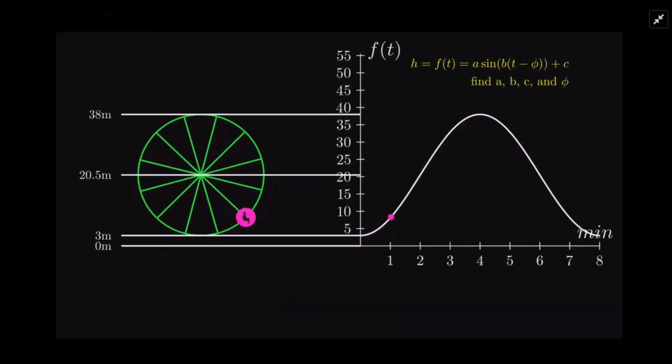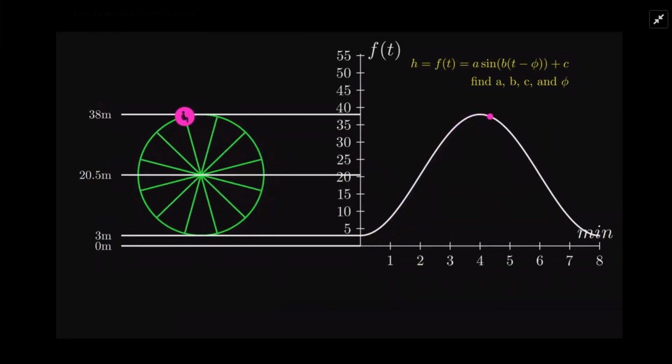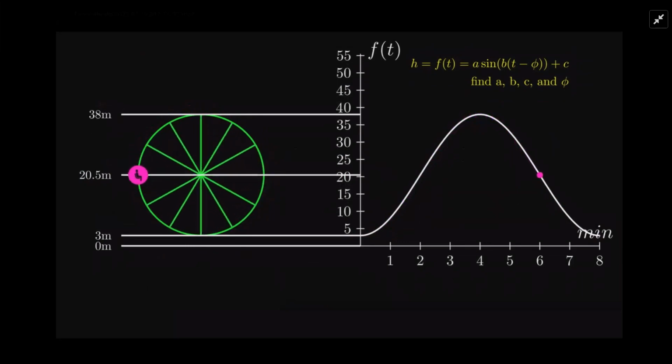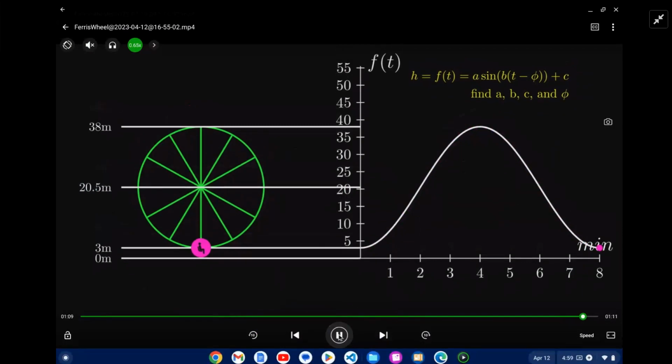Let's run it one more time and just see how this curve does describe the circular motion. Good. All right. So what we can see is that the midline is the midpoint here, which is 20.5. So that's going to be C. The amplitude is the distance from the midline to the maximum, or the distance to the minimum. That's the radius, half of the diameter. B is the frequency, which we'll get from the period, which is 8. And the phase shift is going to shift it to the left or the right.